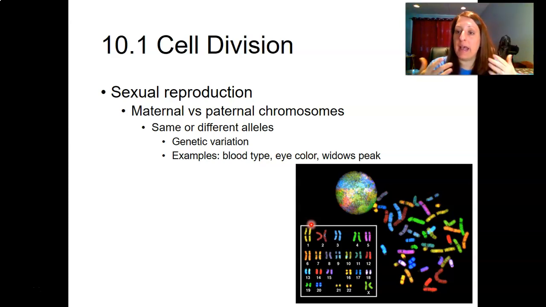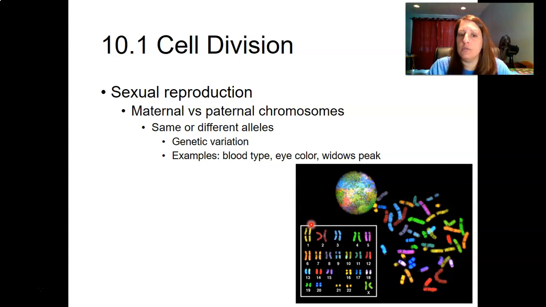However, remember again that they may have different forms of the gene. We just talked about eye color. If mom gives the allele for blue eyes and dad gives the allele for brown eyes, those are two different alleles of the same gene. We would have to figure out which one gets expressed, which one doesn't, or do they both? It depends on the gene. In that case, the brown would be expressed and the blue would be hidden.